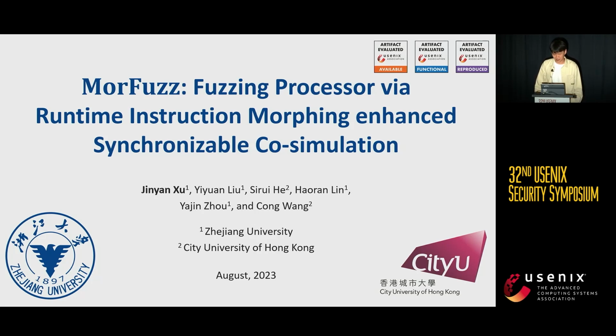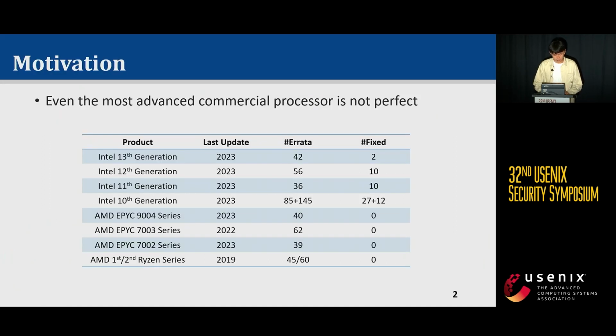Today I'm going to present MorFuzz: fuzzing processors with runtime instruction morphing enhanced synchronizable co-simulation. This is a joint work with Yiyuan Liu and other co-authors from Zhejiang University and the City University of Hong Kong. Modern processors are too complex to be bug-free.